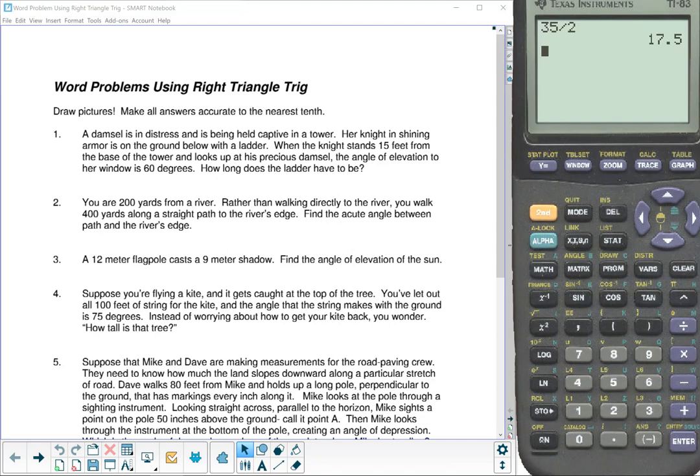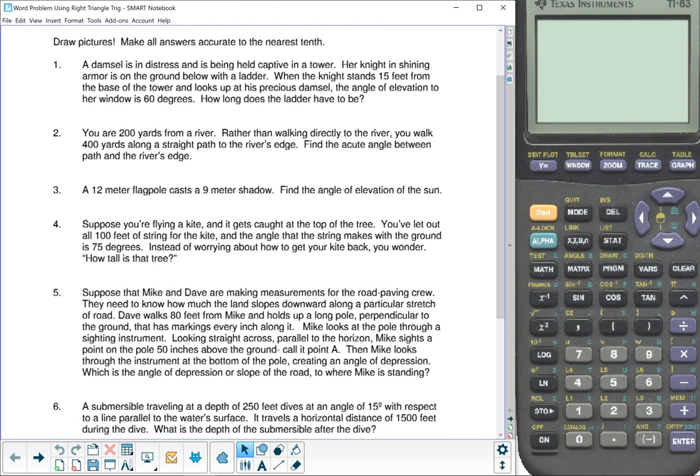Okay, number one. So you may have done this or you may not, but it's okay. Just fast forward to where you need. Damsel in distress is being held captive in a tower. Her knight in shining armor is on the ground with a ladder. So not much information except tower and a ladder. The knight stands 15 feet from the base of the tower and looks up at his precious damsel. The angle of elevation to her window is 60 degrees. How long does the ladder have to be?